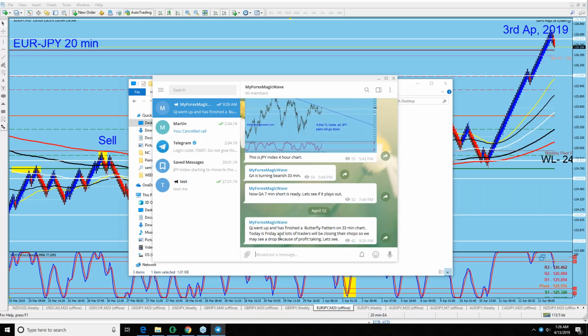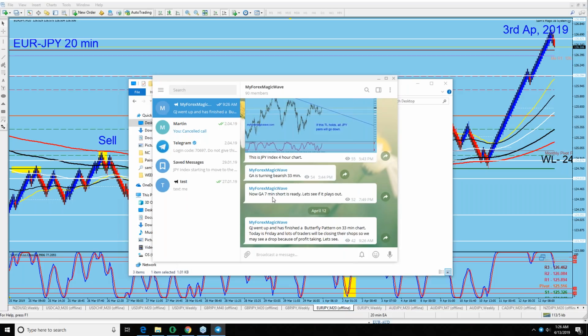I said that GJ went up and has finished a butterfly pattern on the 33-minute chart. Today is Friday, and lots of traders will be closing their shops, so we may see a drop because of profit taking. Let's see. So I found a short setup and I took it, the second degree setup, right? Now this one, you can see that I said GA 7-minute short is ready. Let's see if it plays out.